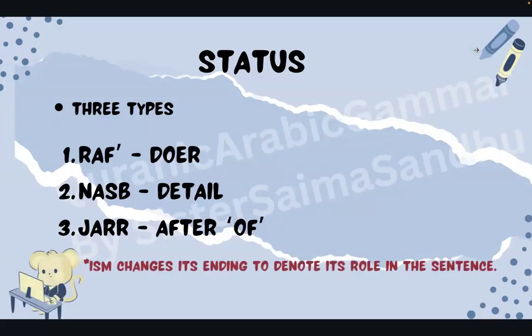As I told you, I want you to be very familiar with these slides. So doer is called raf, then comes my detail, and that is nasb, and then comes the status after that, jar. By the way, when we talk about raf and we talk about haraka, what kind of haraka do I mean when I say the words in jar status? Kasra, very good job. And what is the Urdu name for this word, kasra? Aliza is going to tell me, Maryam is going to tell me, Ibrahim is going to tell me.